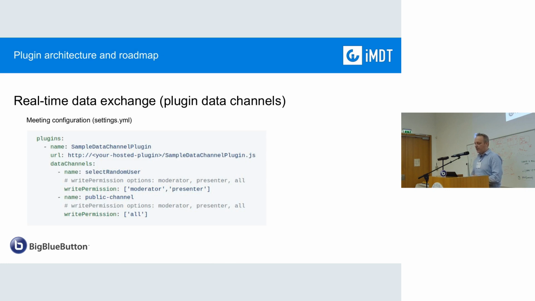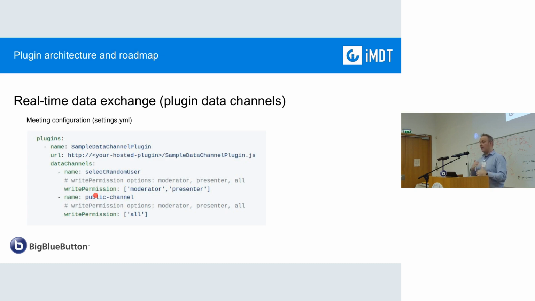So we have the real-time data exchange, also called plugin data channels. Basically, in the settings YAML, where you configure the existence of the plugin, you can specify that this plugin will have 1, 2, or as many data channels as you want. And you can specify who will be able to write to the data channel. So this is interesting because then the server is controlling who can publish to a data channel.